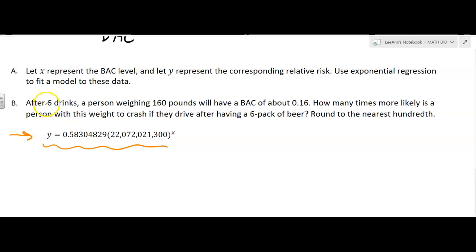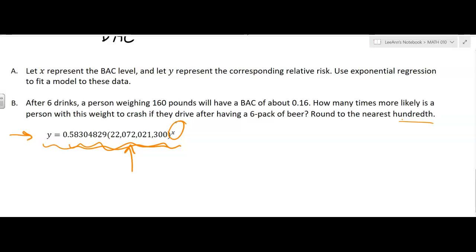Now this, though, we can put in a graphing calculator or a scientific calculator, and it'll calculate it for us. It says in part B, after 6 drinks, a person weighing 160 pounds will have a BAC of about 0.16. How many times more likely is a person with this weight to crash if they drive after having a 6-pack of beer? Round to the nearest 100th. Okay. So you're going to put this in your scientific calculator. They're just long numbers to put in. By the way, when you do this really large number, you don't use the commas. You just put in 22,072,021,300. And you're going to raise that to the power of x because it is exponential.